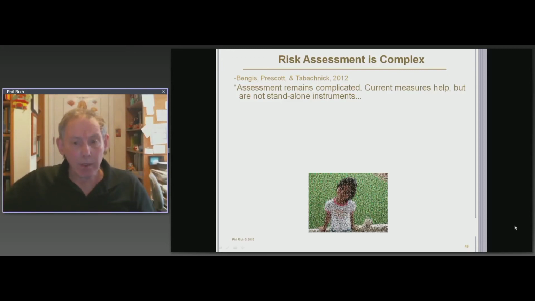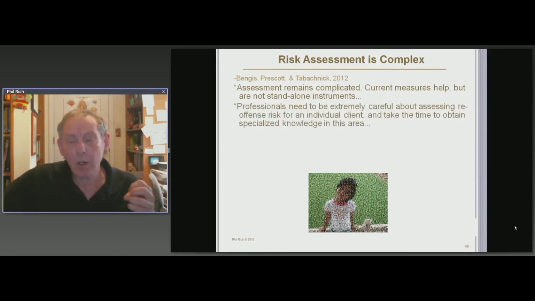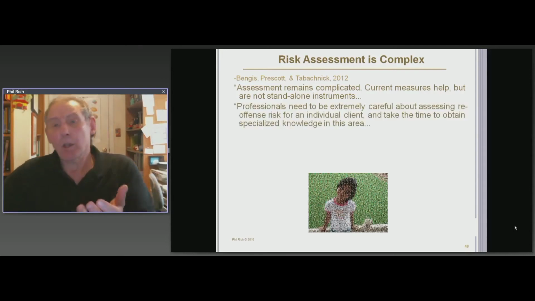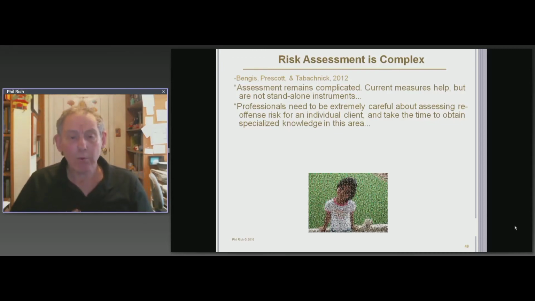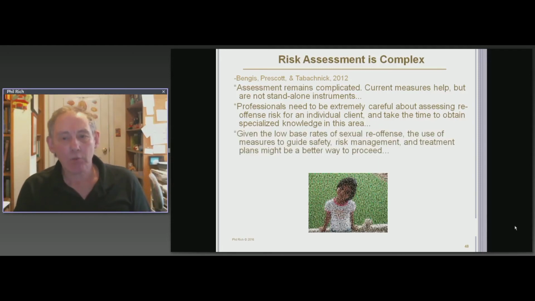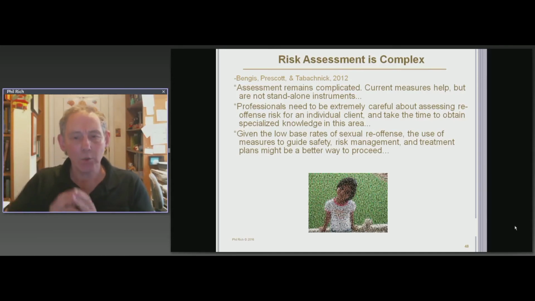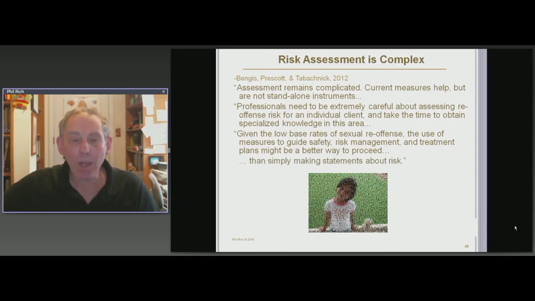Assessment remains complicated. Current measures help, but they're not standalone instruments. They're talking here really about these instruments for structured professional judgment. Professionals need to be extremely careful about assessing reoffense risk for an individual client. Take the time to obtain specialized knowledge. Given those low base rates, the use of measures, instruments really, to guide safety, to plan for risk management, and to use for treatment plans may be a better way to proceed than just making statements about risk.